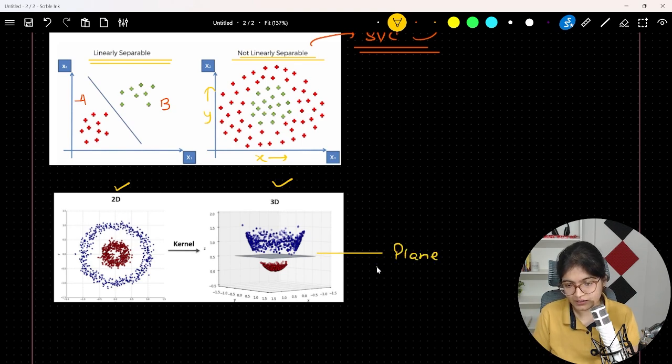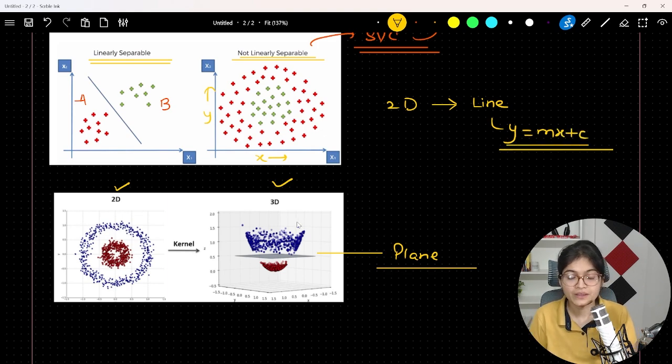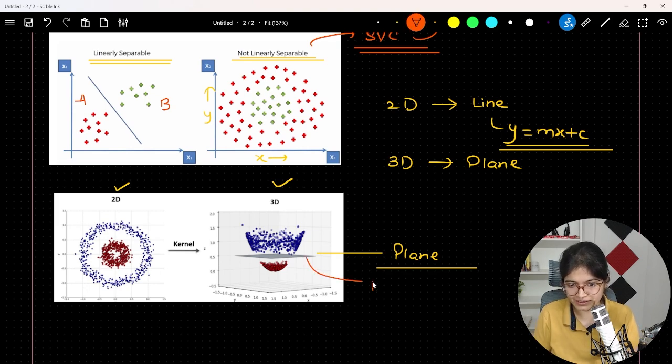It's not a line. So always remember, when we are working with the two-dimensional data, we always try to curate a line, right? A best fit line. The equation of a line is nothing but y = mx + c, which we usually write, right? After that, when we are trying to convert that 2D to a 3D data, in that case, we are trying to talk about a plane. This specific thing is called as a plane.